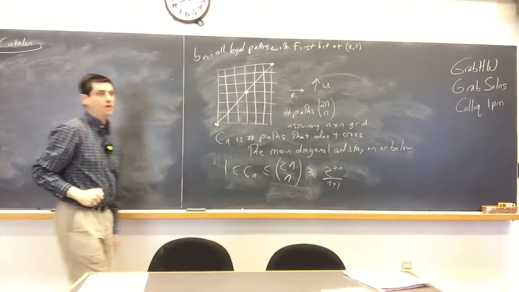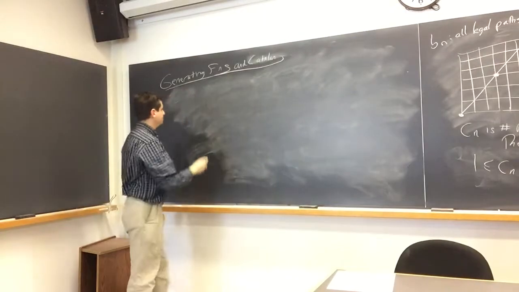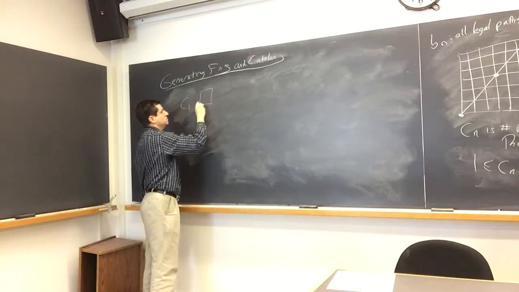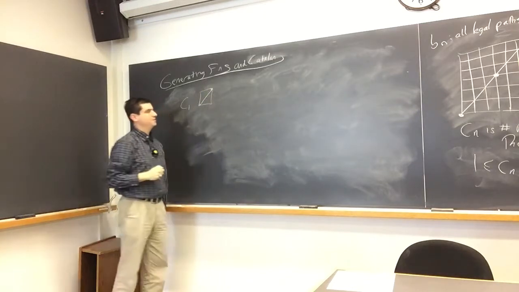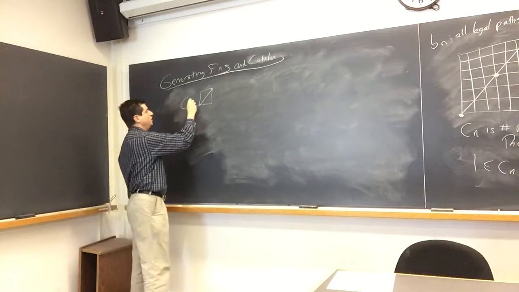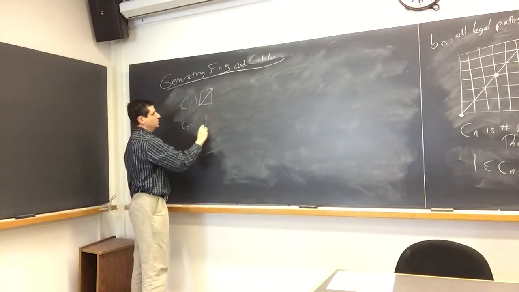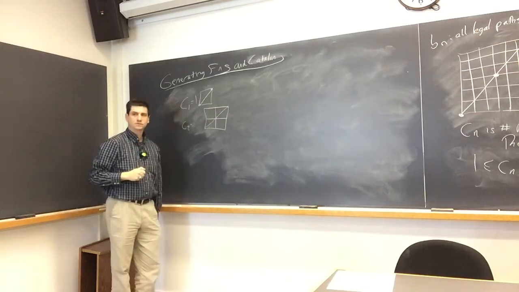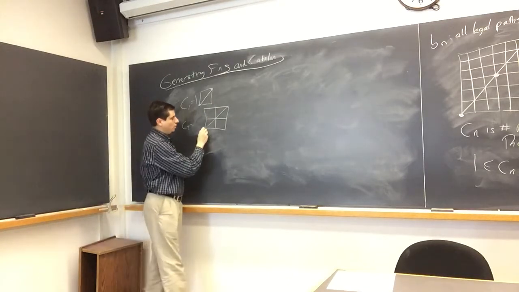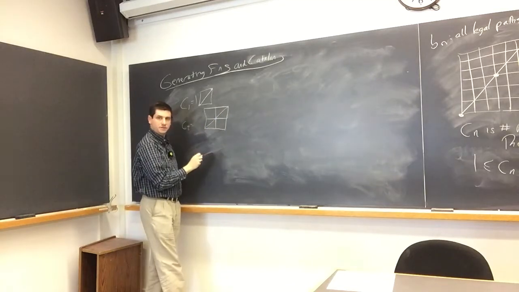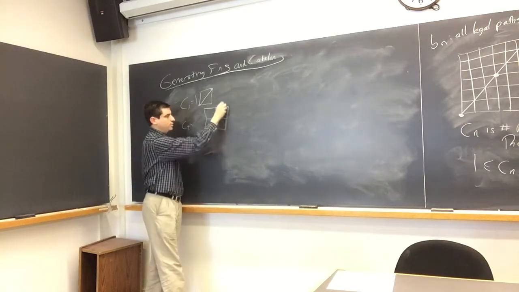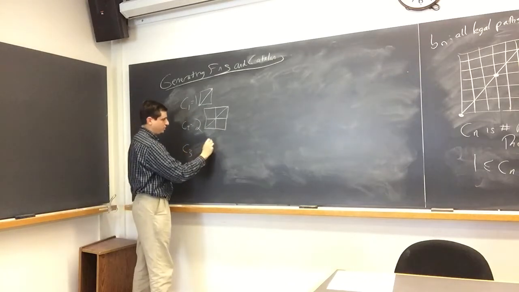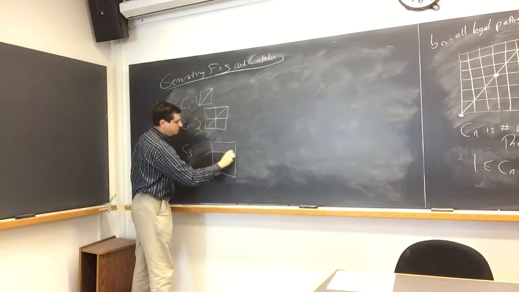Okay. Now we can start getting some data. If we do C1, how many paths are there for C1? 1. So C1 equals 1. C2, yeah, we could go like that, or once we go here, we go up there, we have no choice. So C2 is 2.